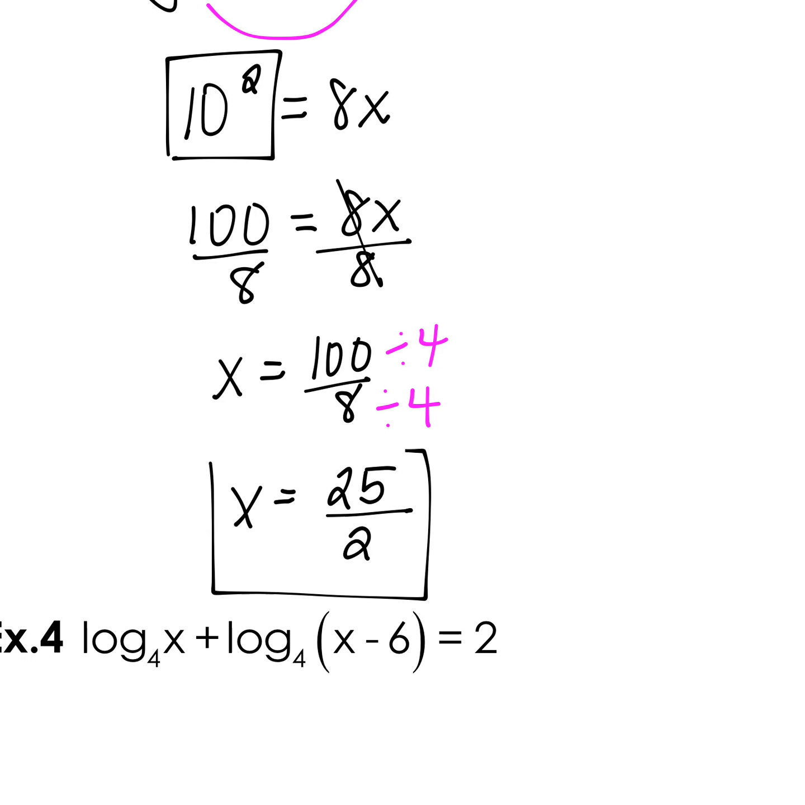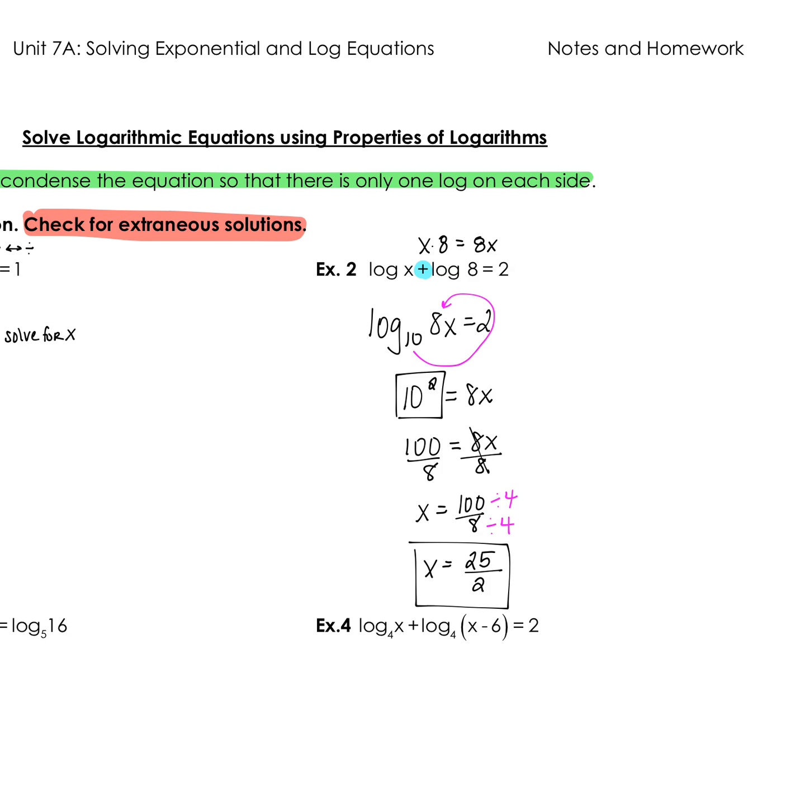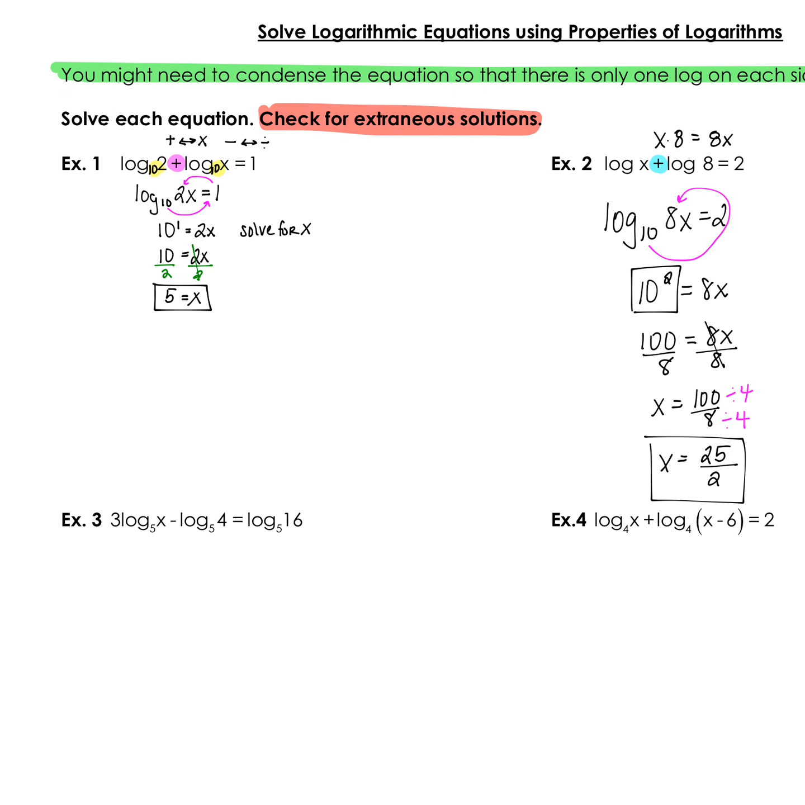So we think this is our correct answer. Let's plug it back in and make sure that we don't get a negative. Well, if we put this 25 over 2 in for that x, it's not going to change it that it's positive. So it is good. We are good on that one. So no extraneous solutions. So far, not too bad. Let's see if it gets any harder.